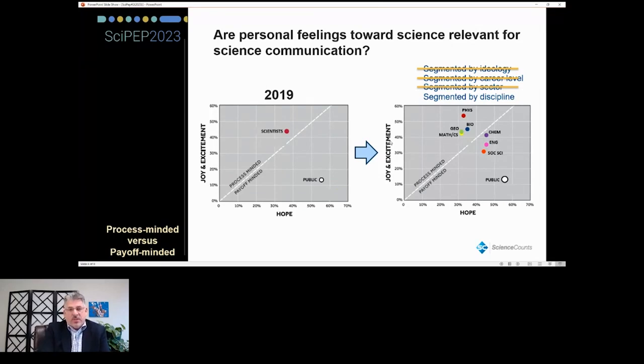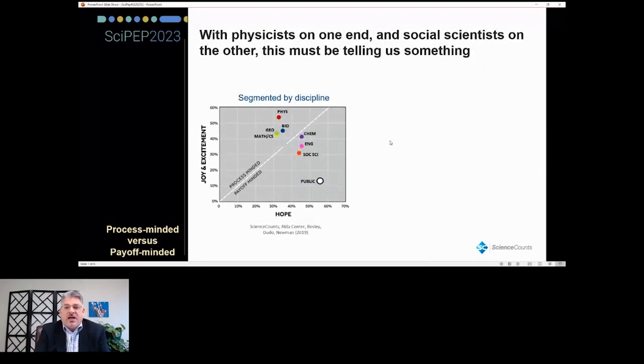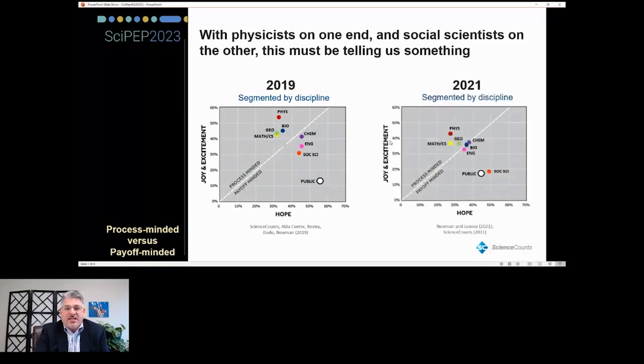But we didn't know. Well, fortunately for us, Todd Newman and Nicole Levy went back and did another experiment in 2019, another survey of top academic scientists, and they reproduced this. This is real. Okay, so in 2021, you can see that contrasting with the 2019 data. Again, physicists are sort of at one end of the spectrum. Social scientists are at the other.